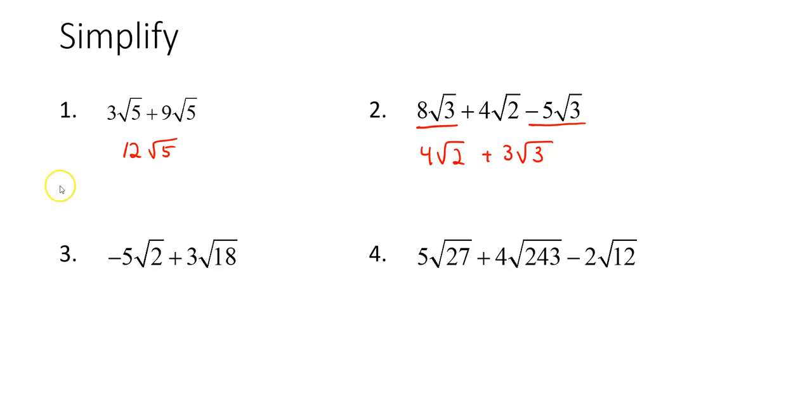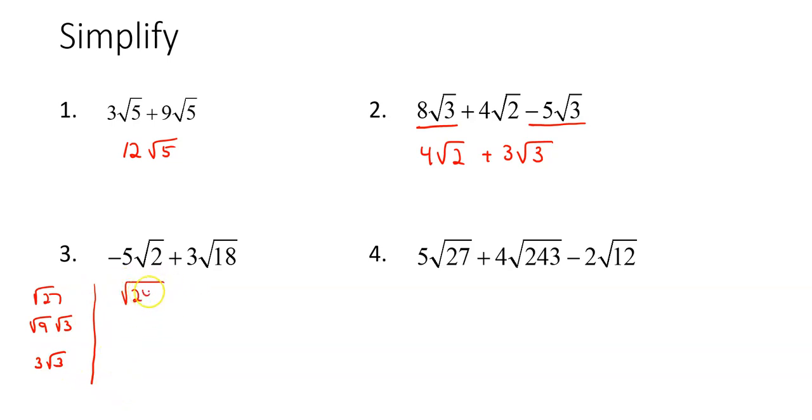All right, look at number 4. Number 4 looks like completely unlike terms. I've got a square root of 27, a square root of 243, and a square root of 12. Let's come over here and try simplifying them. The square root of 27, in terms of perfect squares, I can make a square root of 9 and a square root of 3. So that becomes 3 square root of 3. So the square root of 27 is the same as 3 square root of 3.